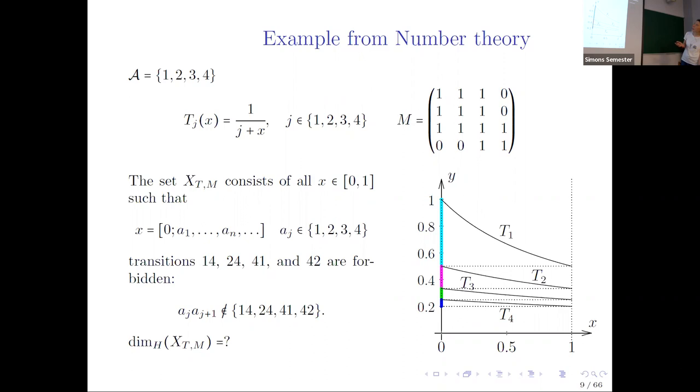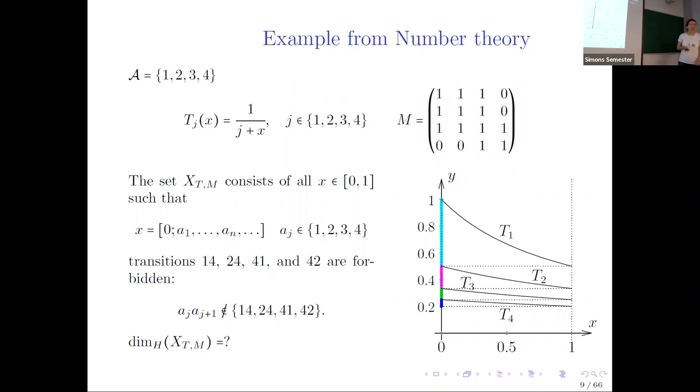The extra condition is encoded here in this Markov matrix as a requirement that, for example, the map T1 cannot follow after the map T4, because this will result in a sequence 1, 4 in the continued fraction representation of the corresponding limit point. Maybe if this is not clear at the moment, I will go over it again a bit later.